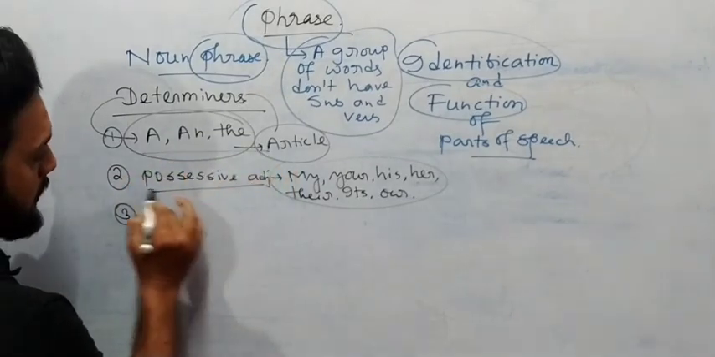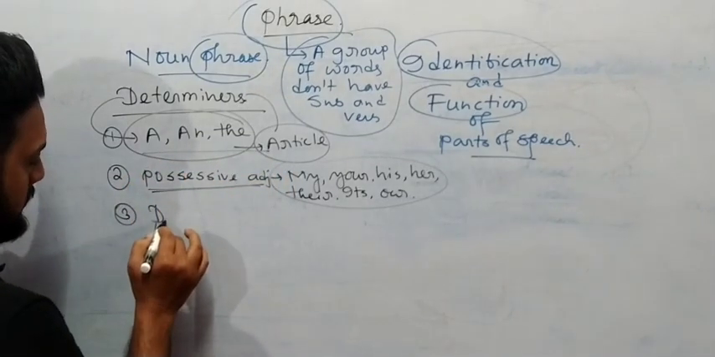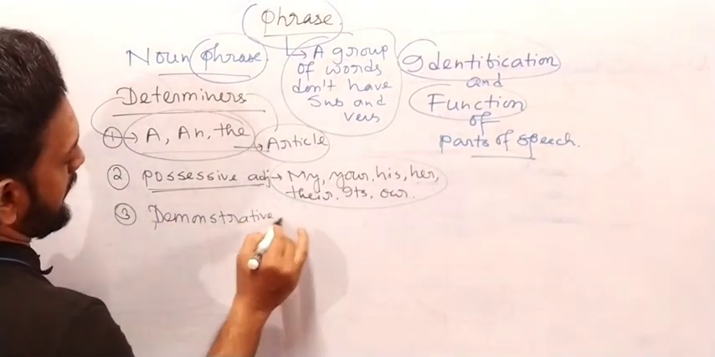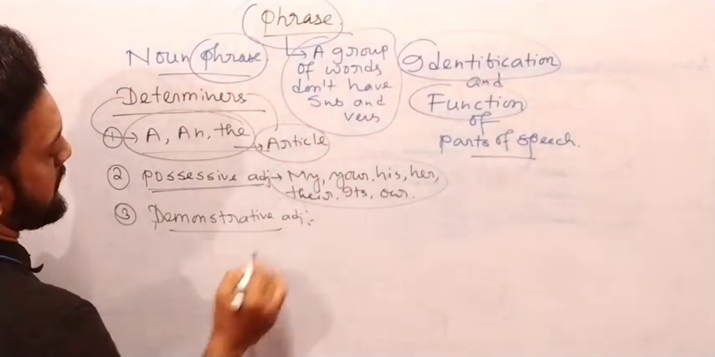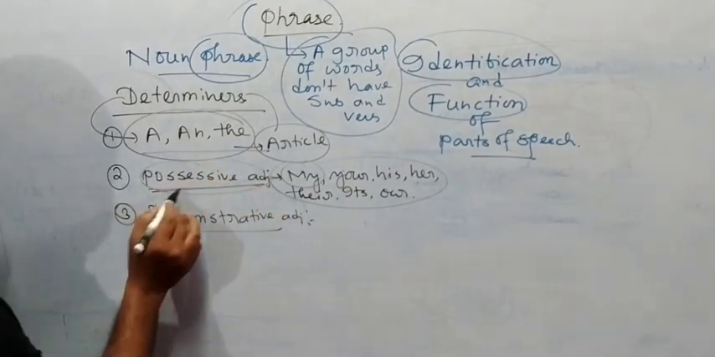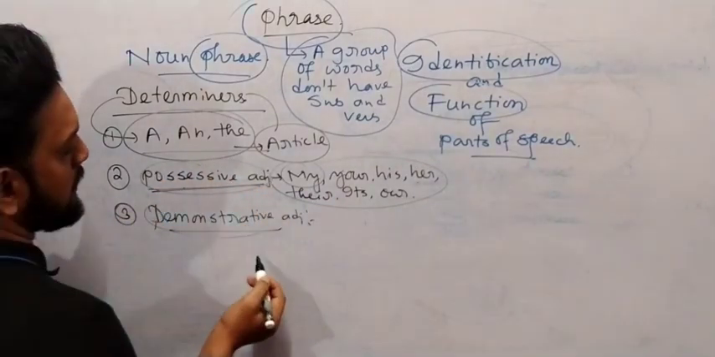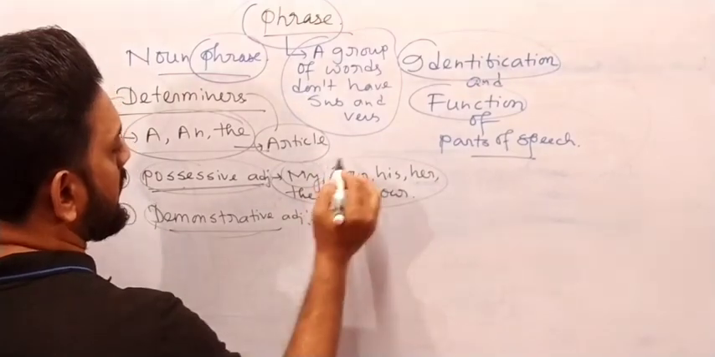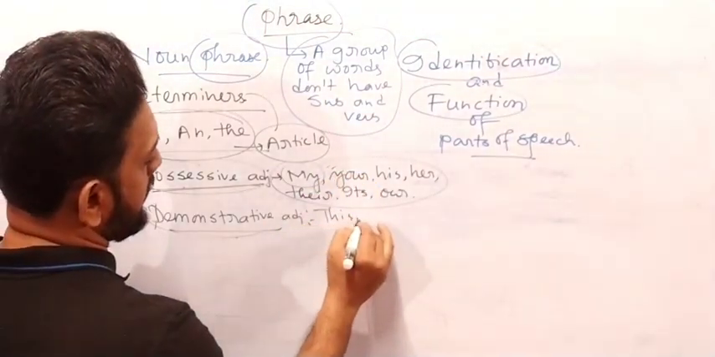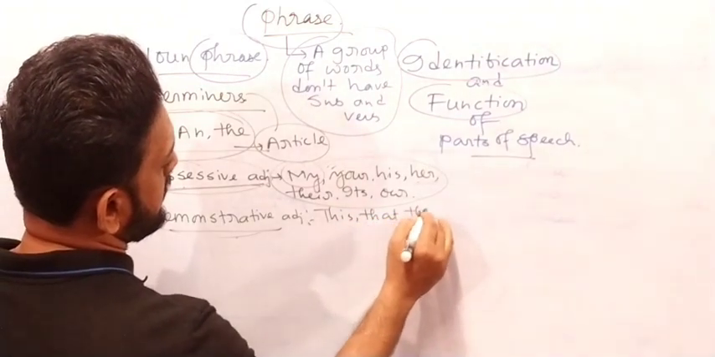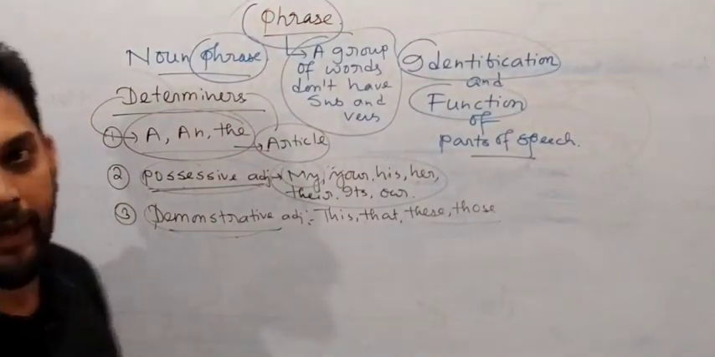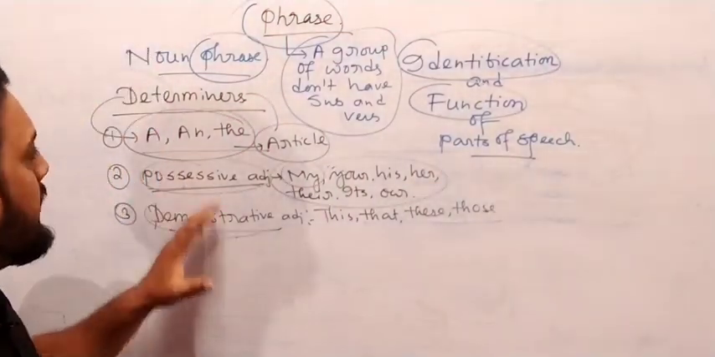First one I have written article, second one is possessive adjective, and third one is demonstrative adjective. Okay, demonstrative adjective. You don't need to remember the names, possessive, demonstrative. You only need to understand how these things function as a determiner. Okay, demonstrative adjectives like this, that, these and those. These are what? These are determiners. Okay, and these are identity based determiners.